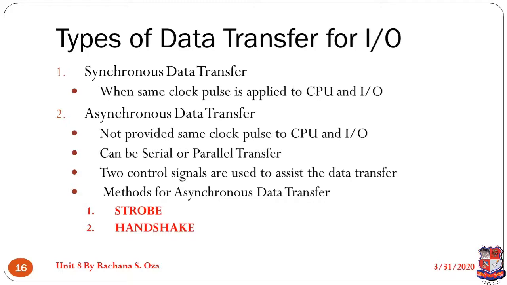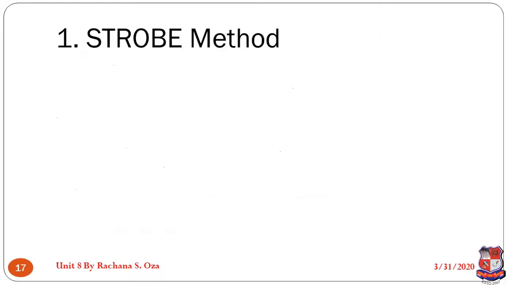So here comes the second data transfer mode, asynchronous. In asynchronous data transfer, no common single clock pulse is shared between all of them. If an I/O device wants to communicate with a CPU, there are 2 methods for data transfer. First is the strobe based, second is the handshake based. Let us see all of them in detail.